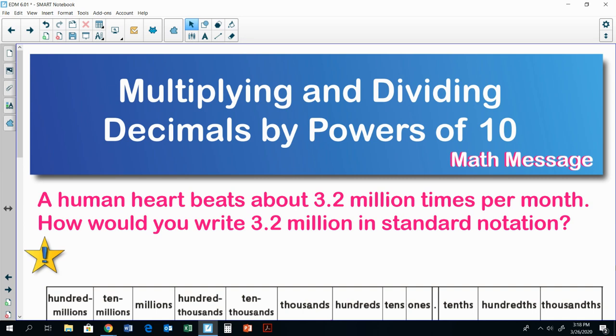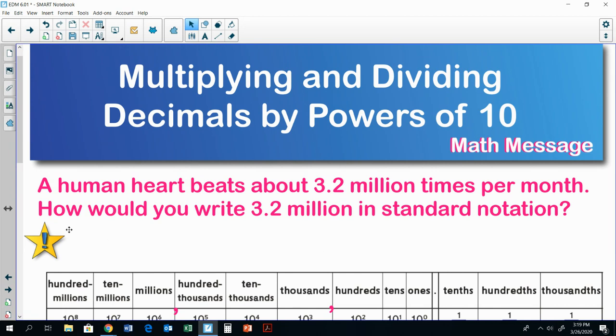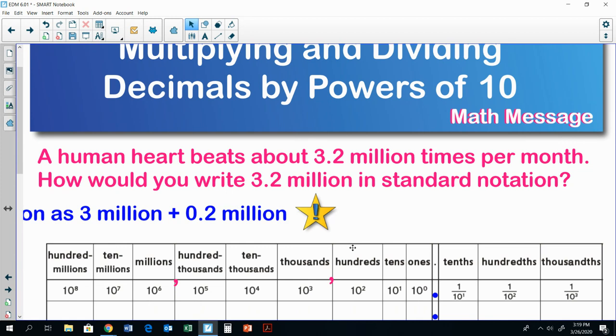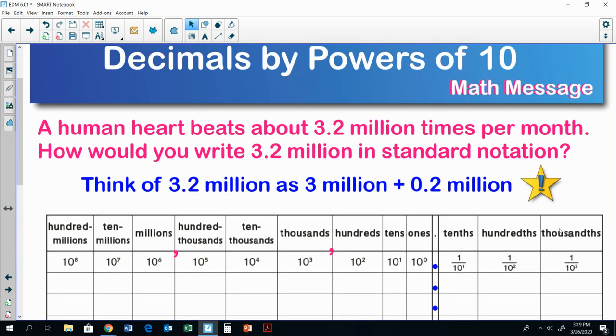Mr. Mirth, and we're going to be doing a review of Lesson 6.1, which we have already covered. You may remember this question. A human heart beats about 3 2/10 million times per month. How would you write 3 2/10 million in standard notation? So we can think of 3 2/10 millions as 3 million and 2/10 of a million.